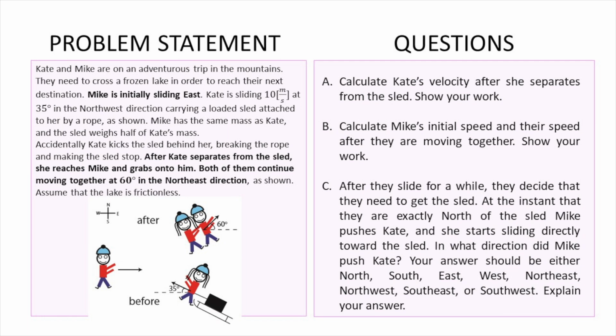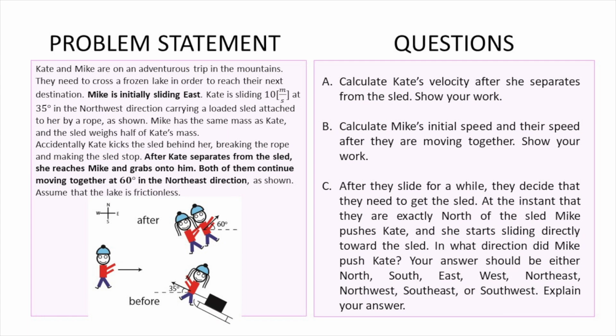In this video we're going to be solving this Physics 7B momentum practice problem, Kate and Mike on the mountains. So the problem statement goes as follows. Feel free to pause the video in order to write the problem so that you can follow along. So we have Kate and Mike and they are basically in the mountains. They need to cross a frozen lake in order to reach their next destination. Mike is initially sliding east and Kate is moving 10 meters per second at a 30-degree angle in the northwest direction, and she is carrying a loaded sled.